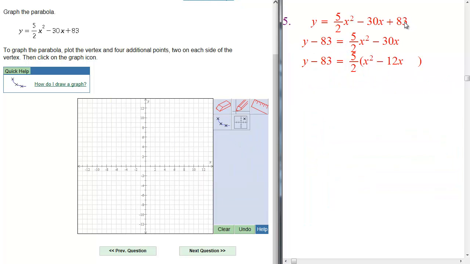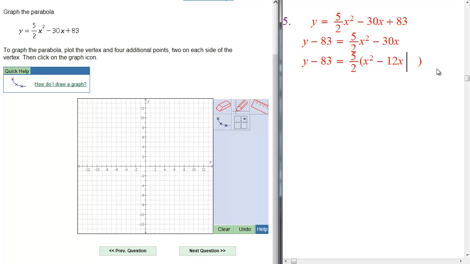Alright, let's take a look at the next one. I've done a few steps for you here. See if you can complete it. Pause the video here, and then we'll do the rest. It's the exact same process as the previous example. So go ahead and you take care of it. Subtract 83, factor out 5 halves, now complete squares on both sides and add the right term.